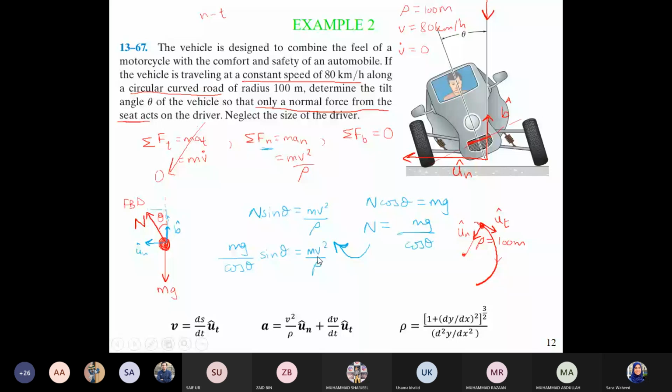Is that right? So m and m cancel out. Instead, I'm left with tangent theta, since sin theta divided by cos theta is tangent theta, equal to v squared divided by rho g. That's how it is. Now v, I know it's traveling at 80 kilometers per hour. Rho, I know is 100. G, I know is the constant of acceleration. So I can solve this to find what my theta would be.